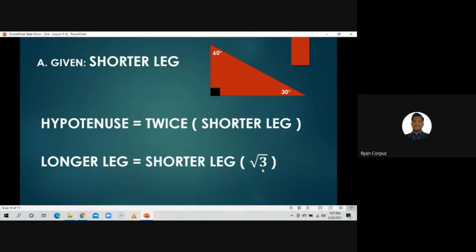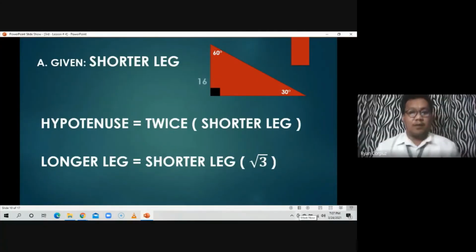So, kapag ganyan given, for example, given ang shorter leg daw. So let's say sabihin natin measure ng shorter leg ay 16. Ang shorter leg again is the side opposite the 30-degree angle. So 16 ang measure ng shorter leg. So to find for the hypotenuse, it's just like twice the shorter leg. Itong hypotenuse, multiply mo lang by 2 yung shorter leg. So you'll come up with 16 times 2, which is equal to 32.